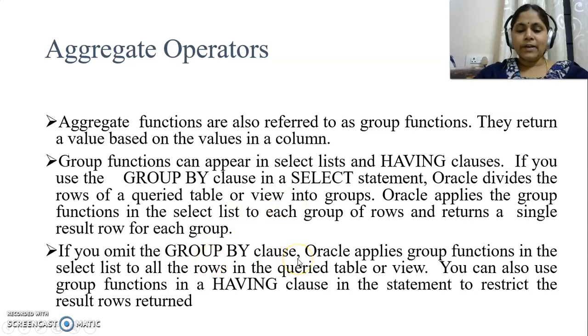If you omit the group by clause, Oracle applies the group functions in the select list to all the rows in the queried tables or views. We can also use these group functions or aggregate operators in the having clause. So overall, what I want to convey is aggregate operators can be used in the select clause and having clause. In the select clause, if they are used, they are applied on all the rows in the table, and also in the having clause they can be applied. We will see with examples in the next slide.